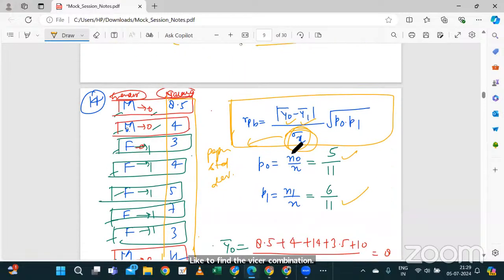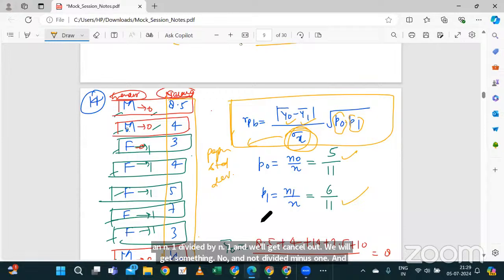Then you should check. They have replaced these values also. If you replace n0 divided by n, n1 divided by n, the n will get cancelled out, and you will get n0 divided by n minus 1 and n1 divided by n.